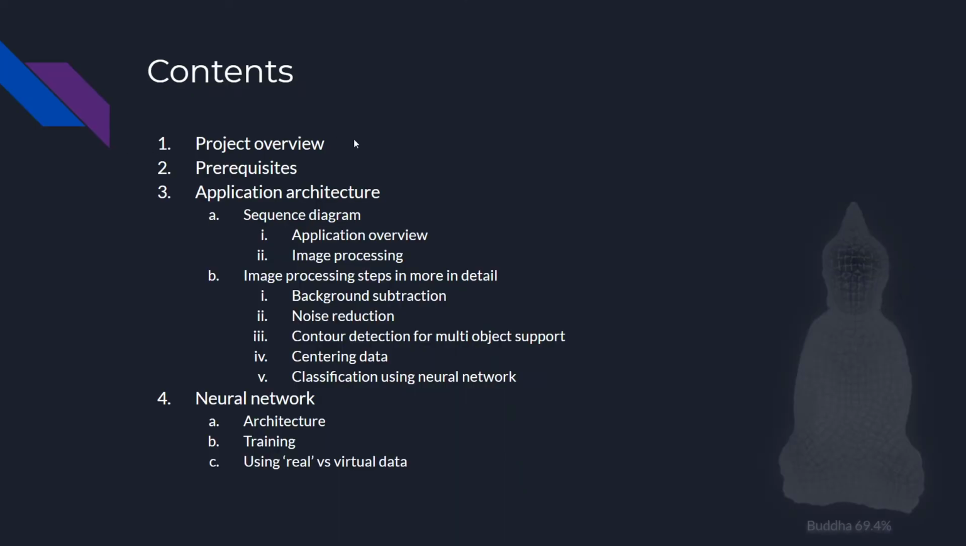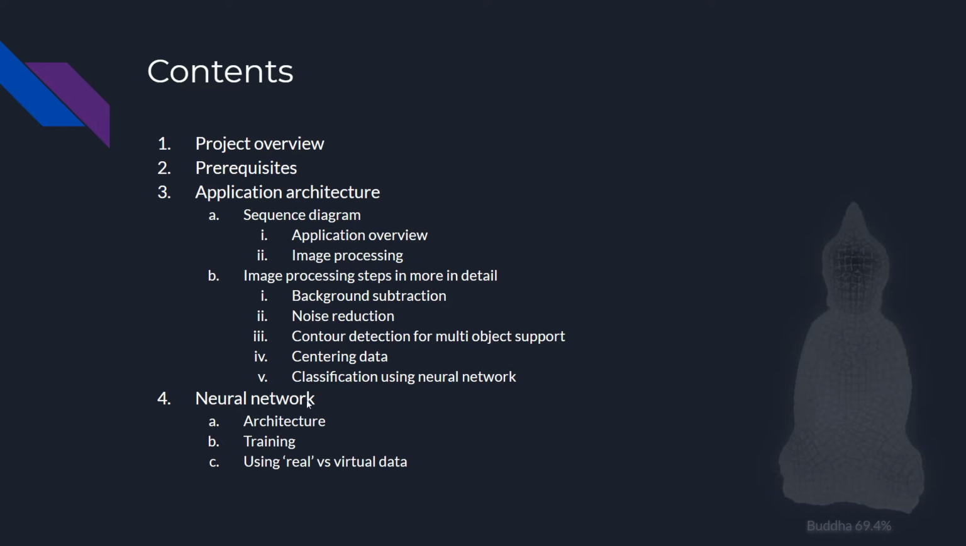First, an overview of the project and some prerequisite knowledge before getting your hands dirty with these neural networks that I think are important, if you want to take this kind of project on yourself. Next I will explain the application architecture by using a sequence diagram, an overview, and zoom into the image processing in the sequence diagrams. Then I go into the image processing steps in more detail by explaining in chronological order what they're doing and why they are needed.